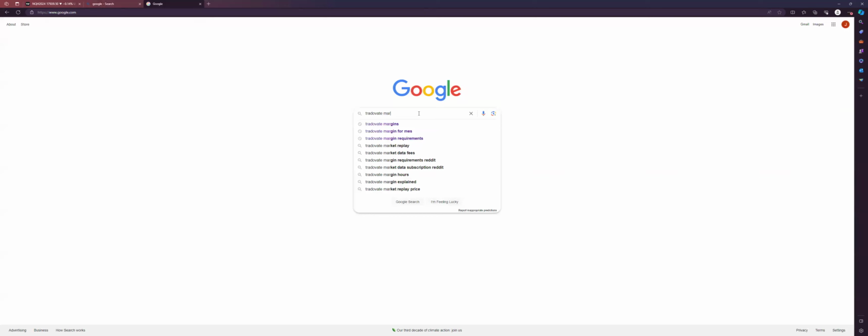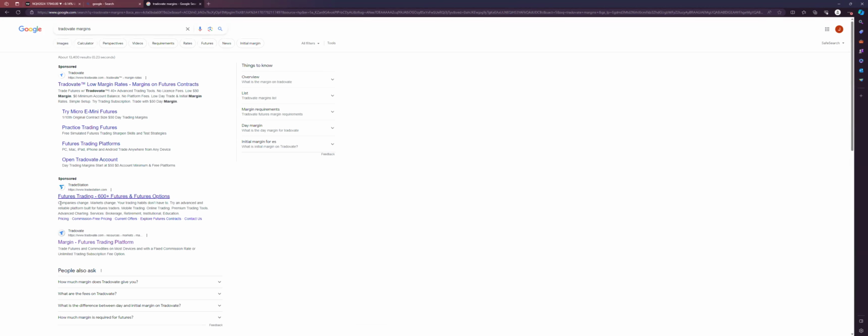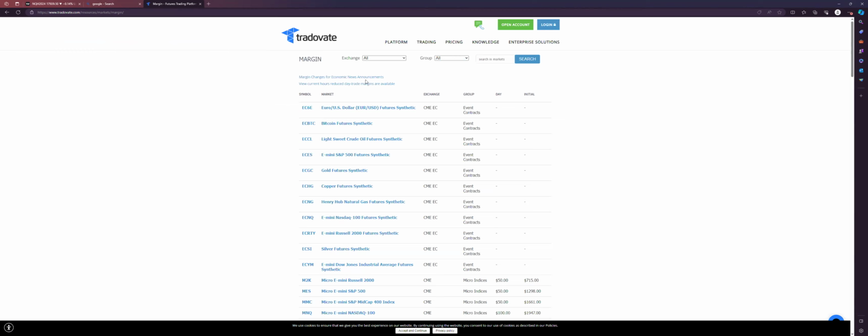We're going to type in Tradovate margins. Press enter. And right here where it says margins futures trading platform, you can click that once. And now we are here.